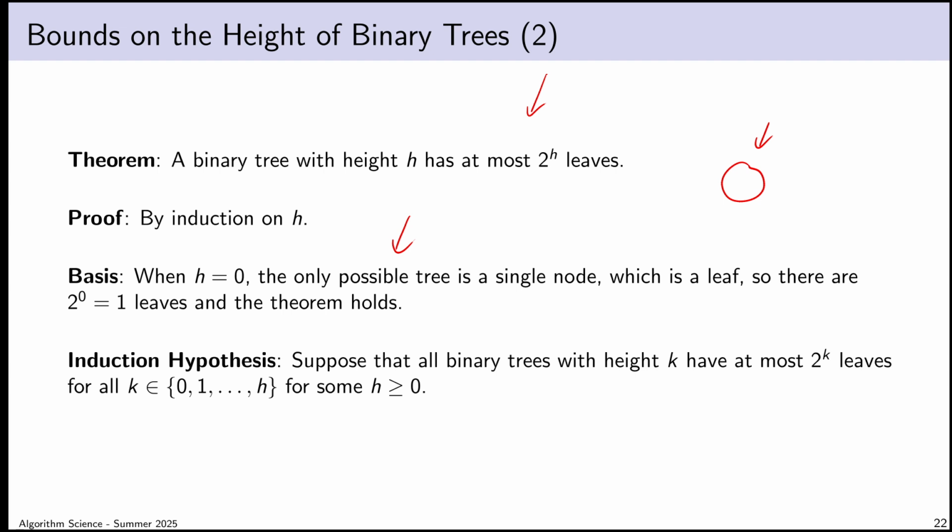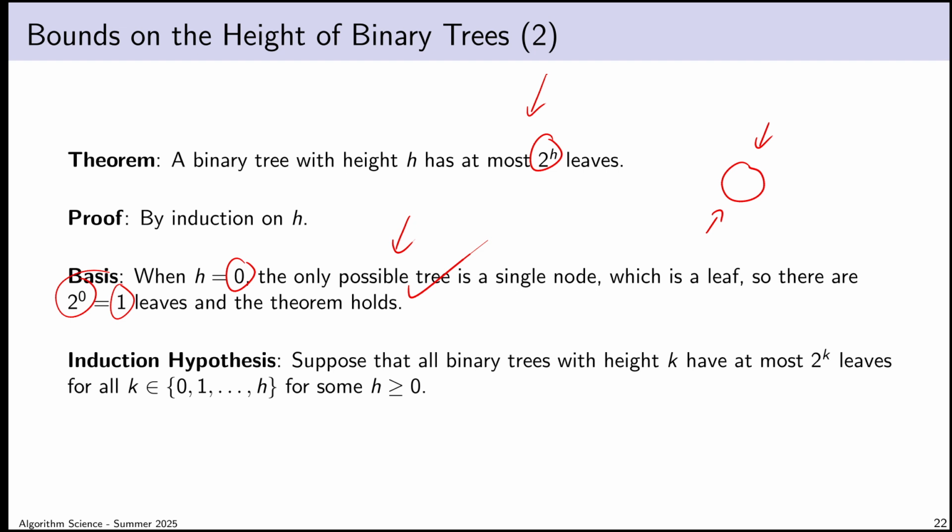So the only possible tree is a single node, and that node happens to also be a leaf. The unique case where the root of the tree is the leaf is where you're working with a tree of height 0. So there's one leaf, which is equal to 2 to the 0, and that means that for the height, which is 0, there are at most 2 to the 0 leaves. Okay, good. So the theorem holds, we're good.